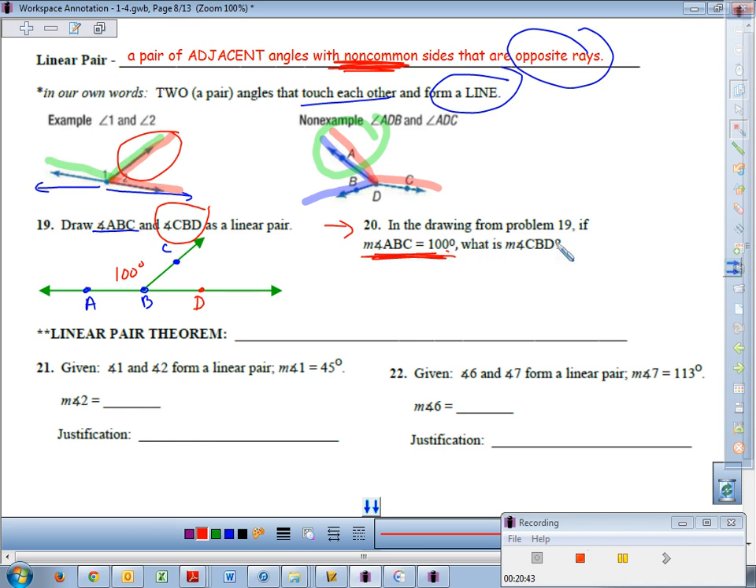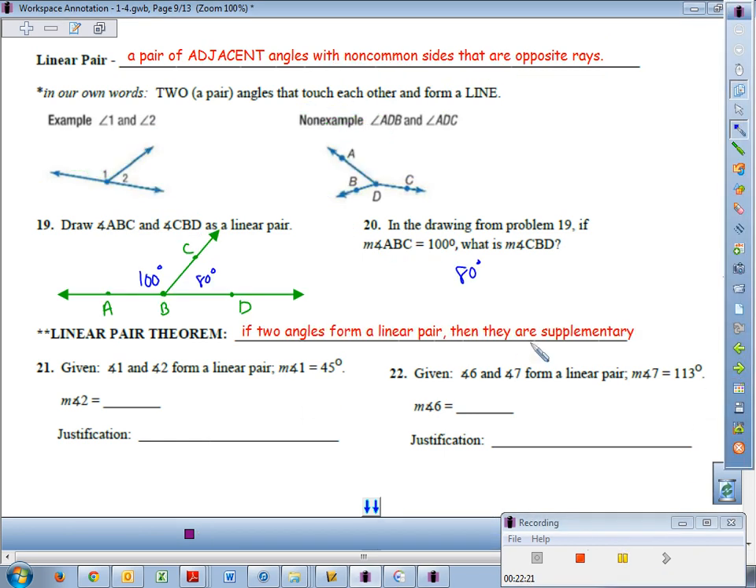What is the measure of angle CBD? Anybody know what it has to measure? 80 degrees. Why? Because they're supplementary, correct? They have to add up to be 180 degrees. So if this is 100, that's 80 degrees. If two angles form a linear pair, then they are supplementary. That is the linear pair theorem, my friend.